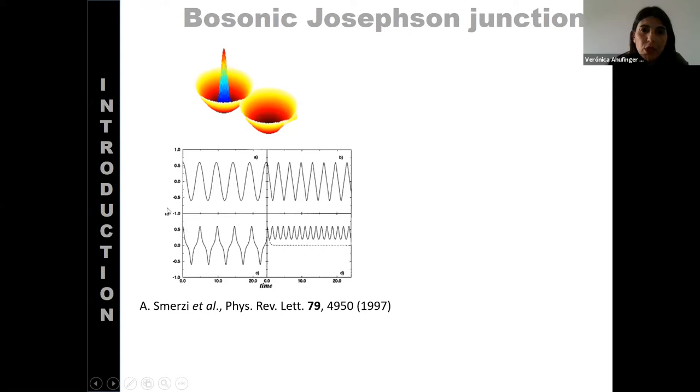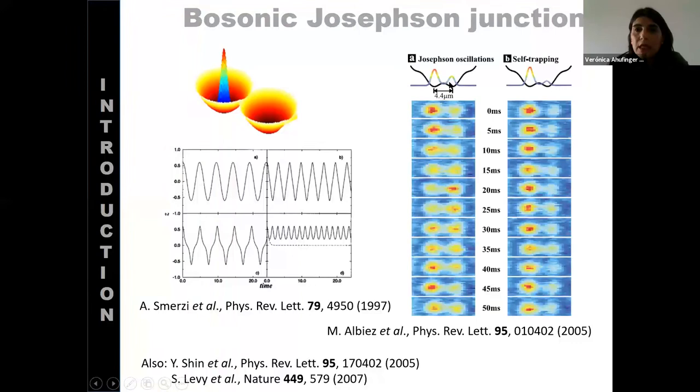Smerzi and co-authors also predicted the existence of another dynamical regime, the so-called macroscopic self-trapping, that corresponds to the situation in which interactions suppress tunneling and the atoms remain mostly trapped in one of the wells, as shown in the last figure. These dynamical regimes were experimentally observed for the first time with a single junction in the group of Markus Oberthaler in Heidelberg in 2005. Here there are also a couple of references regarding other experimental realizations of these Josephson junctions using ultracold atoms.